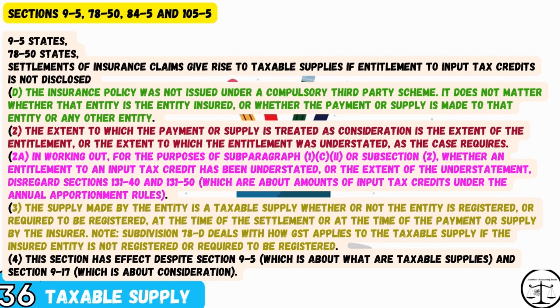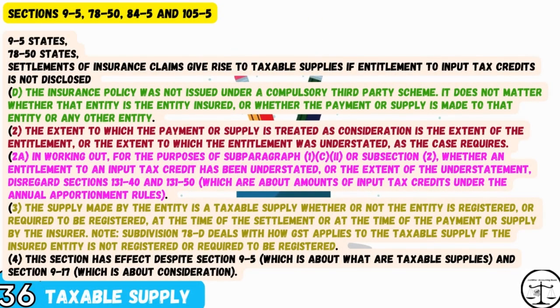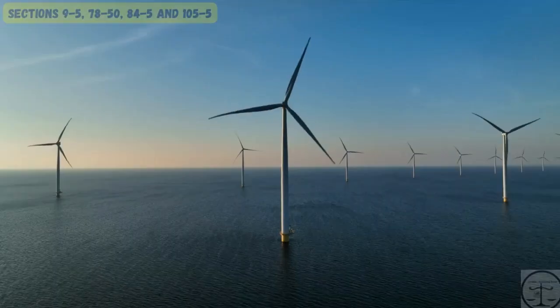3. The supply made by the entity is a taxable supply whether or not the entity is registered, or required to be registered, at the time of the settlement, or at the time of the payment, or supply by the insurer. Note: Subdivision 78-D deals with how GST applies to the taxable supply if the insured entity is not registered or required to be registered. 4. This section has effect despite Section 9-5, which is about what are taxable supplies, and Section 9-17, which is about consideration.